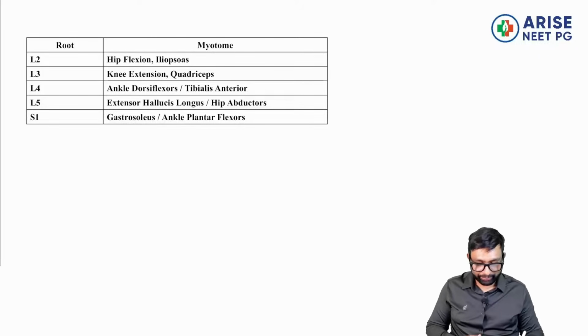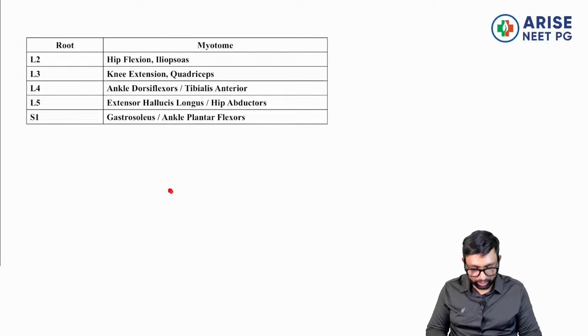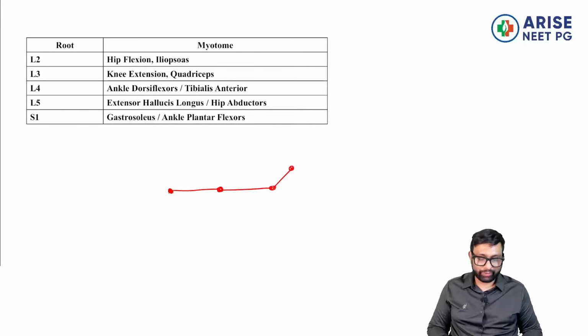Then hip also, you have to remember it like this. Lower limb, you remember it as hip, knee, ankle, big toe. So these are the different joints. So L2 is at the hip. Hip is coming close to the body. Hip flexion, hip flexion.